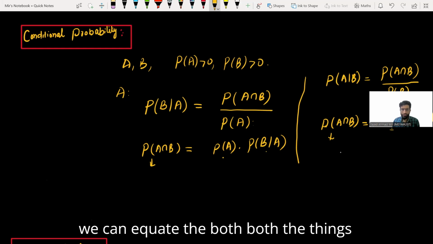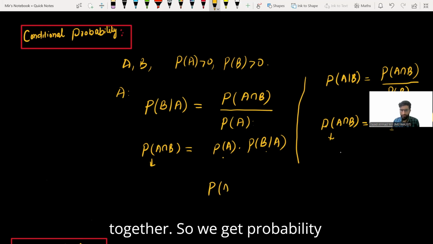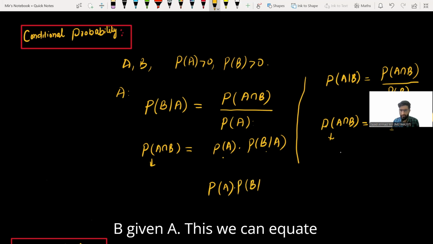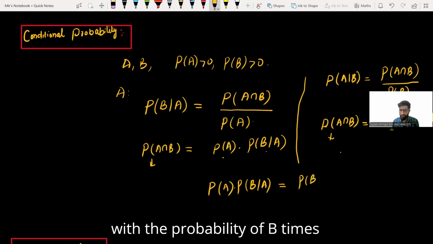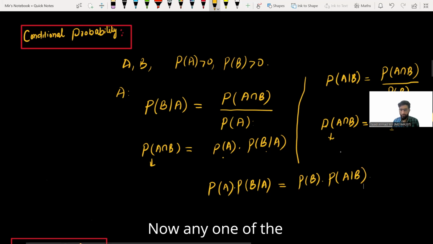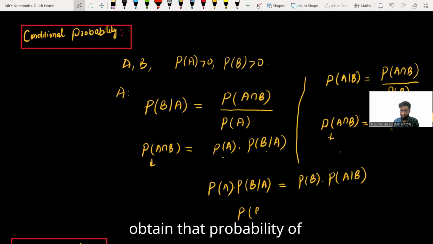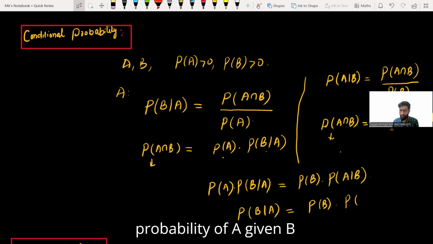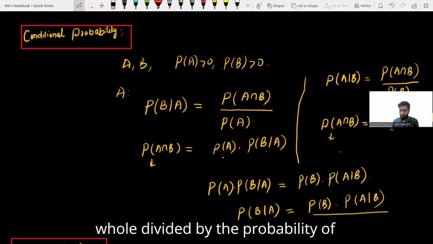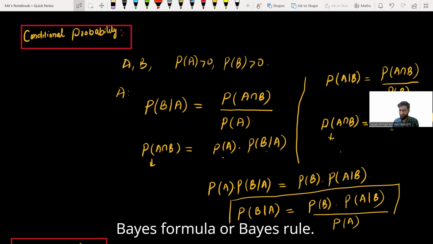Now we can equate both because on their left side is the probability of A and B occurring together. So we get the probability of A times the probability of B given A, and we can equate this with the probability of B times the probability of A given B. Now, we can choose any one of the sides and transfer one of the terms, and then we obtain that the probability of B given A is equal to the probability of occurrence of B alone times the probability of A given B, whole divided by the marginal probability of A. And this, my dear friends, is a form of Bayes formula or Bayes rule.